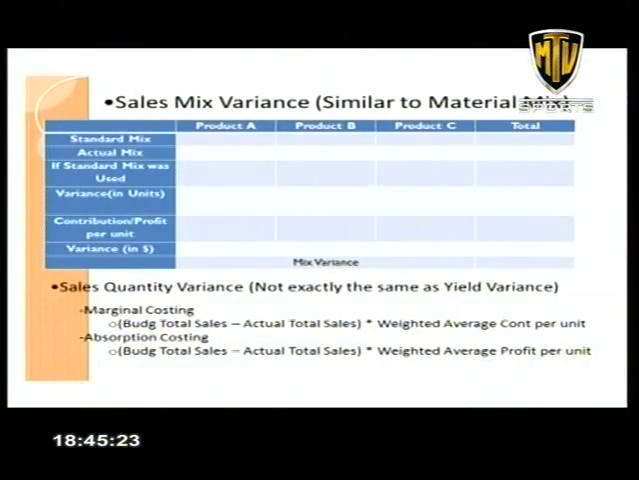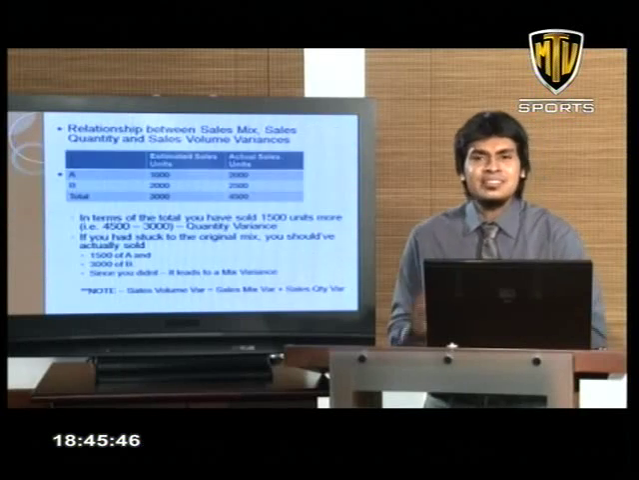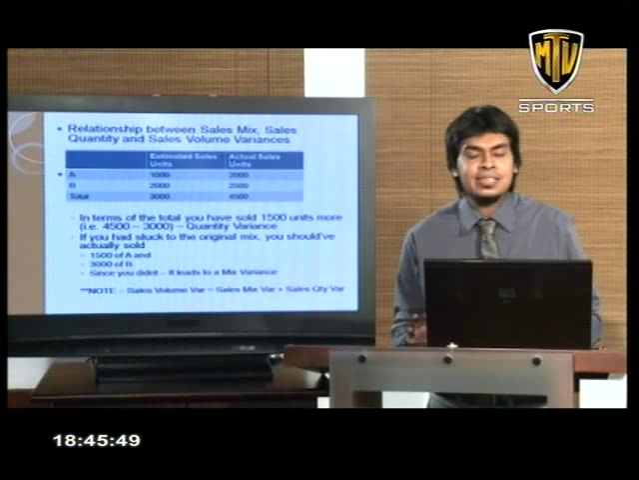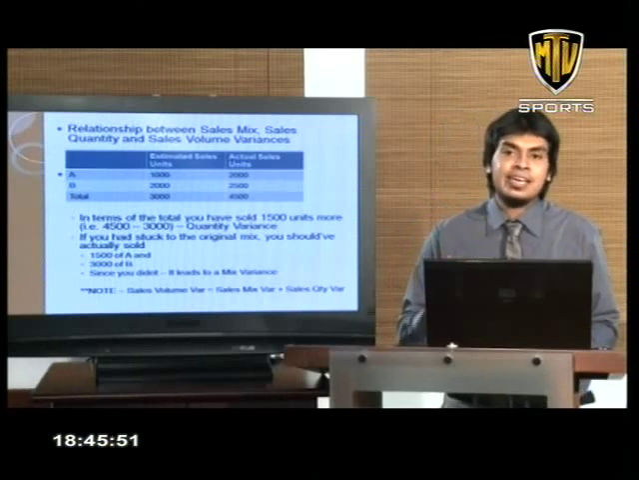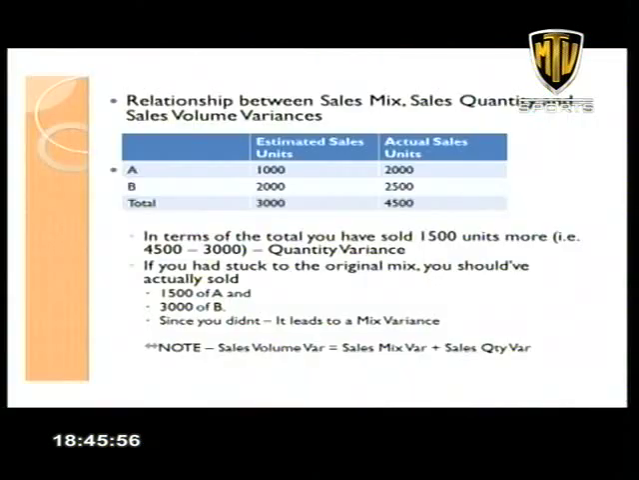Under marginal costing, how do we calculate sales quantity variance? It is the difference of budgeted total sales and actual total sales multiplied by the weighted average contribution per unit. And under absorption costing, it is the difference between the budgeted total sales and actual total sales multiplied by the weighted average profit per unit. So what is the relationship between sales mix, sales quantity, and sales volume variance? Again, this is best explained in the form of an example.